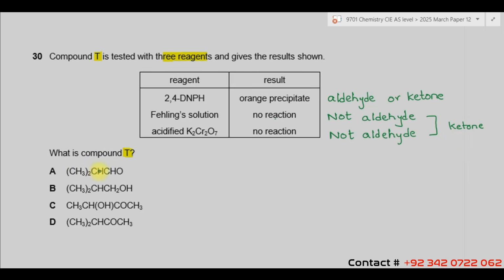Let's see what is given. The first one is (CH3)2CHCHO. So we have CH3, CH, CH3 and C double bond O, H. As we can see, the functional group present here is an aldehyde. So this is not the answer, because an aldehyde can be oxidized by Fehling's solution and potassium dichromate.